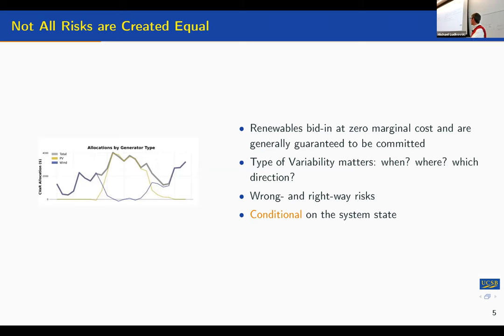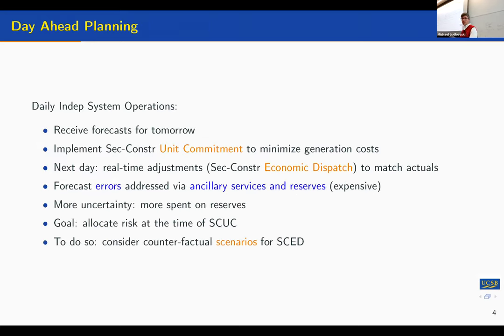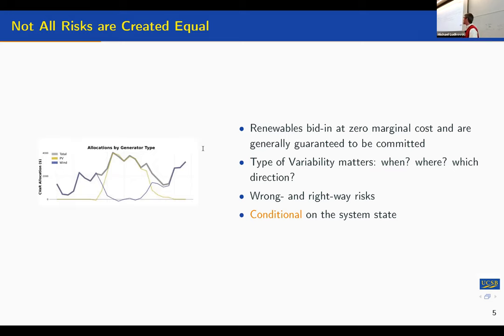Thanks. All right, so in this story, the unit commitment is about minimizing generation costs. Which units are you going to call? You're going to call the cheap units first, and the expensive units only if necessary. Now, renewables have zero marginal costs. Solar energy is free to produce once you have solar panels in place.